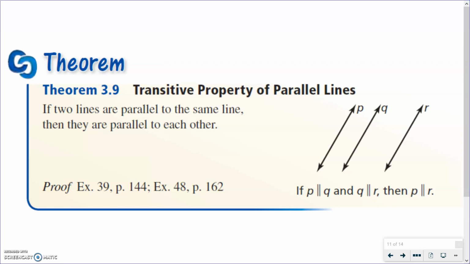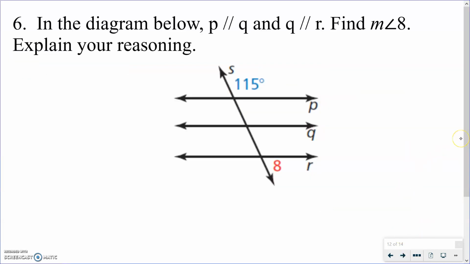And so if you remember, the transitive property is like if two things are equal to the same thing, then you can set them equal to each other. So it's almost like that middle piece cancels out. Same thing goes for parallel lines. If P and Q are parallel and Q and R are parallel, then that makes P and R also parallel. So we're using the fact that they're both parallel to line Q to say that they're parallel to each other. All right, so in this diagram, it says P and Q are parallel and Q and R are parallel.